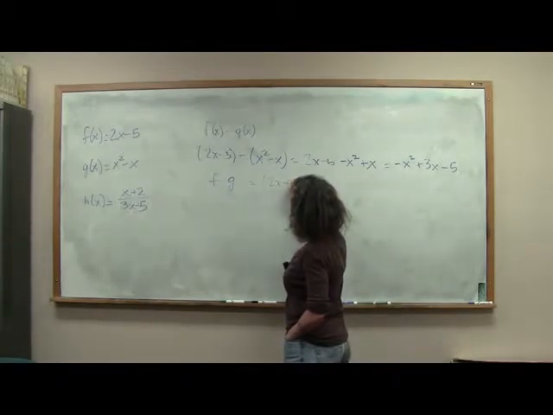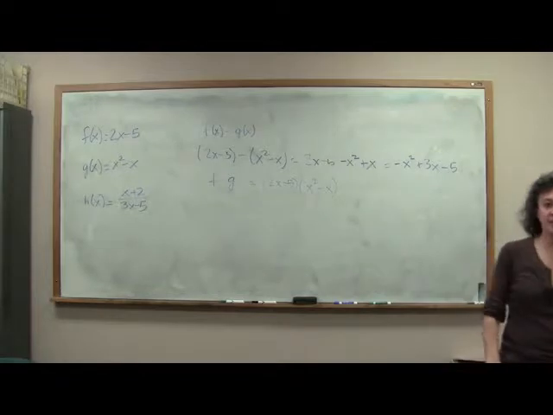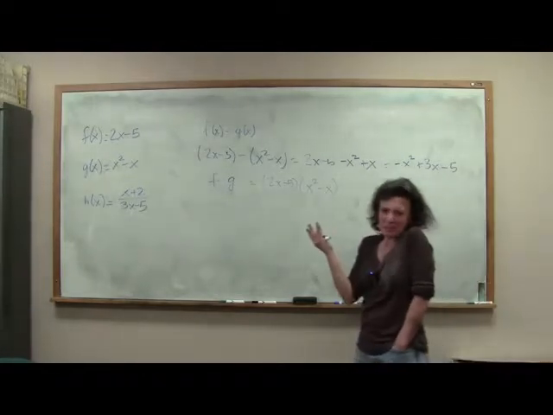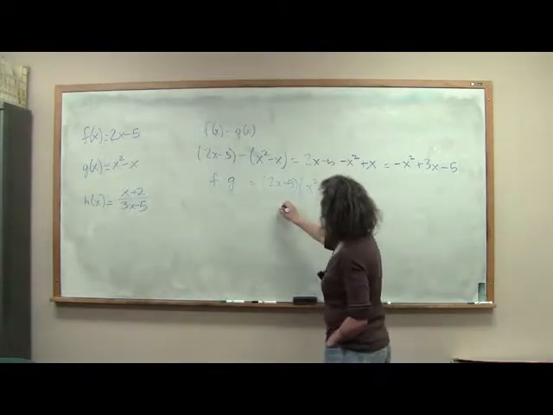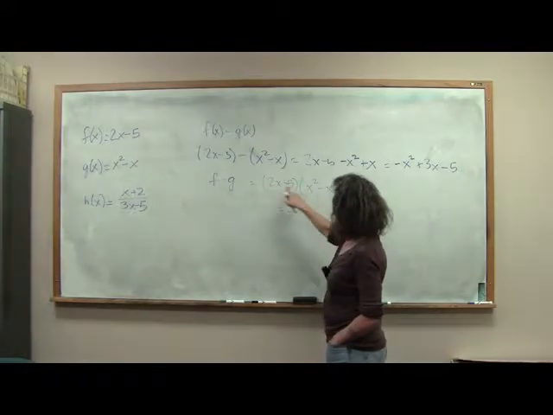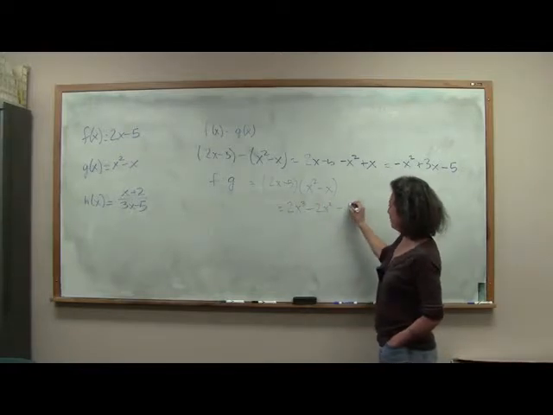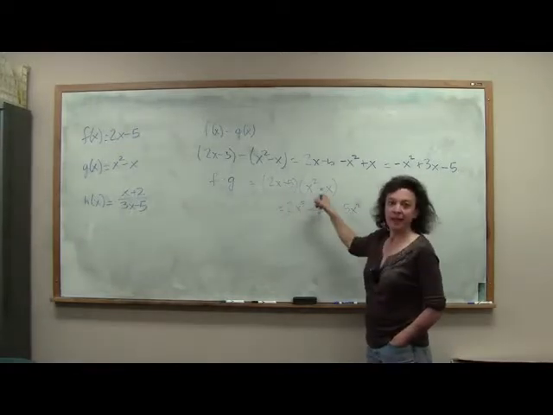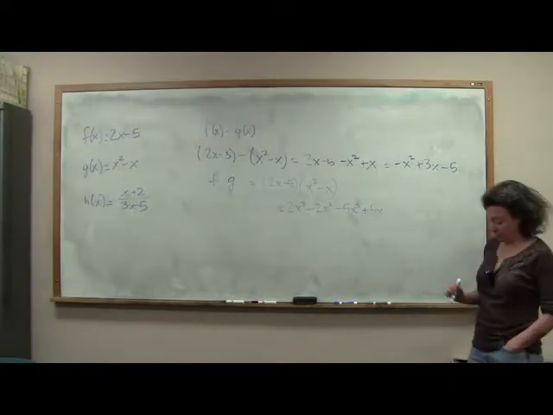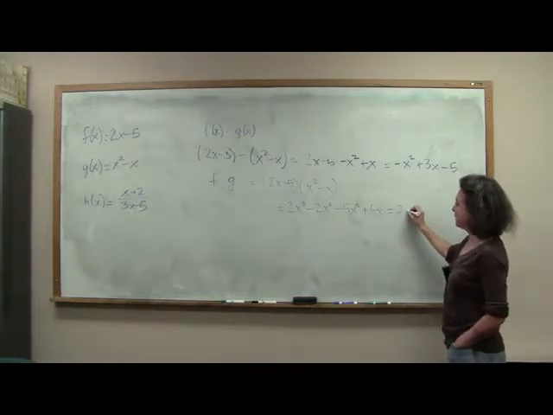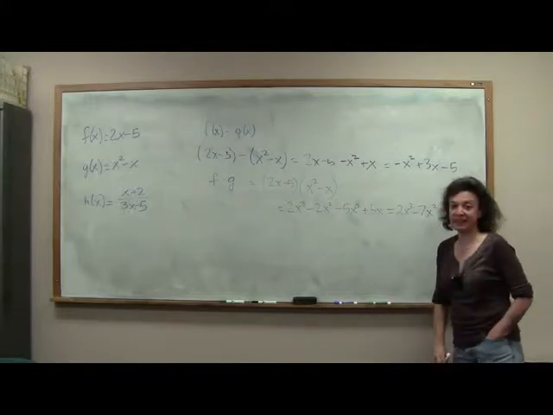f of x is 2x minus 5, and we want to multiply that by g of x, which is x squared minus x. Why are we in luck? Because there's 2 terms in each, so really we can just FOIL this. Let's do it. First terms, you get 2x cubed. Outside terms, you get minus 2x squared. Inside terms, we get minus 5x squared. And last terms, we get plus 5x. Our last step will be to combine like terms, which is going to give us 2x cubed minus 7x squared plus 5x.